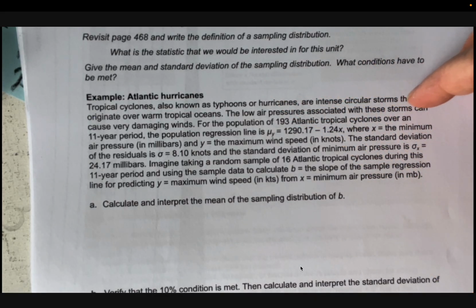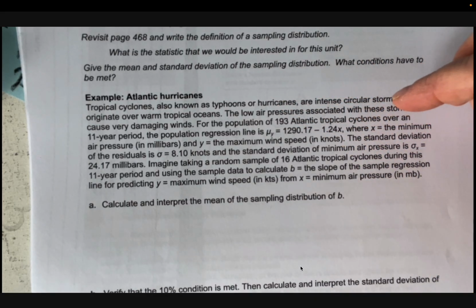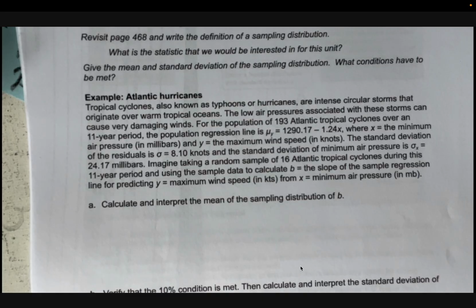known as typhoons and hurricanes, are intense circular storms that originate over warm tropical oceans. The low air pressure associated with these storms can cause very damaging winds. For the population of the 193 Atlantic tropical cyclones over an 11-year period, so that's the entire population, they have that regression line where X is the minimum air pressure and Y is the maximum wind speed. The standard deviation of the residuals is that. So that's every single one of them.